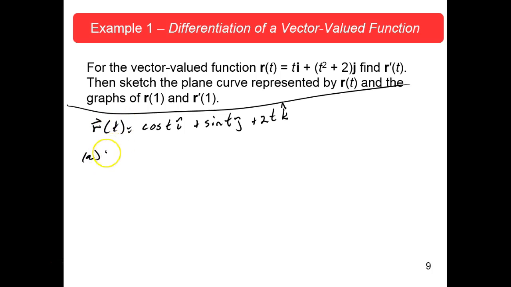R prime of t. Okay, want to do it? What would that be? Negative sine t i plus cosine t j plus 2k. Perfect.